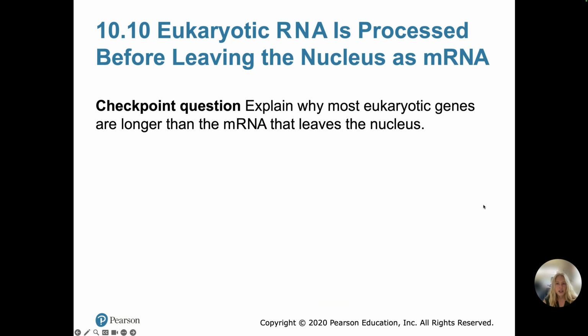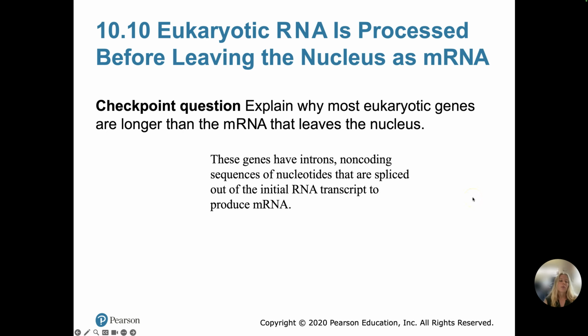A checkpoint question based on this: explain why most eukaryotic genes are longer than the mRNA that leaves the nucleus. We just talked about this, but the genes have introns in them, which are the non-coding regions of the gene. The non-coding regions are cut out or spliced out in the mRNA, which is why the mRNA is shorter than the eukaryotic gene. So their official answer was these genes have introns, which are non-coding sequences of nucleotides that are spliced out of the initial RNA transcript to produce mRNA, messenger RNA.